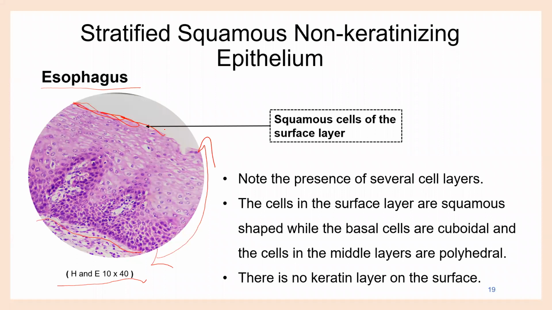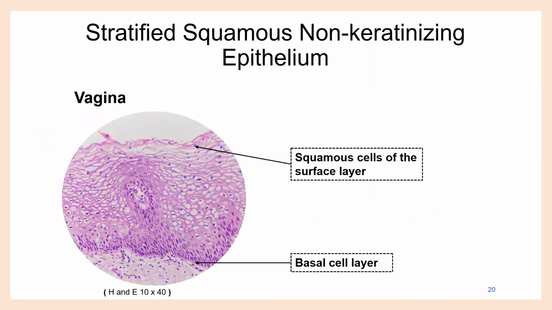These cells are cuboidal in shape, and these are polygonal, because they are getting compressed from all sides. Then again, stratified squamous non-keratinizing epithelium.